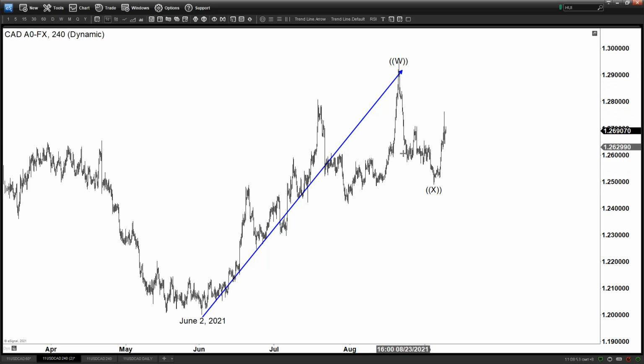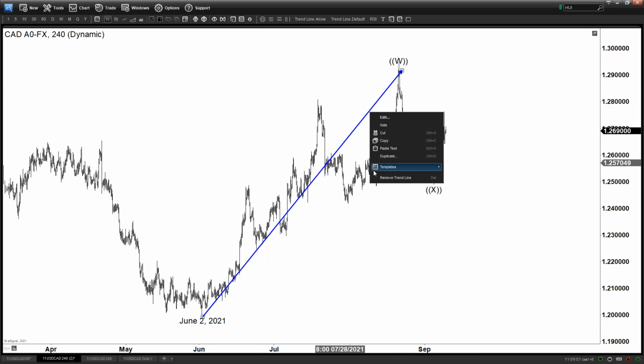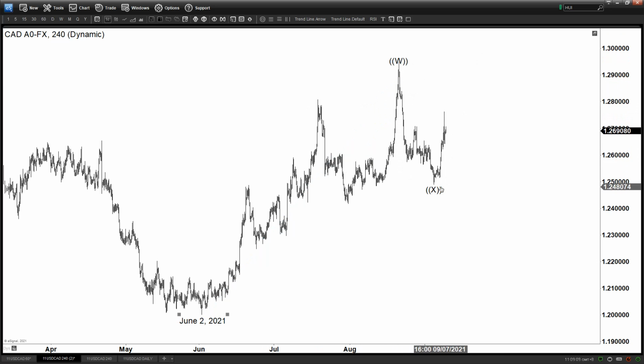But the structure of the pullback, it definitely looks like a 3 swing so far. It's not impulsive at all. It's a 3 swing. So that tells us that it is a correction. And as a result, we could have a chance to extend on the upside. Now, whether this is really the end of the correction or whether we're going to be doing a bigger WXY, only a break above the previous peak is going to be able to confirm that.